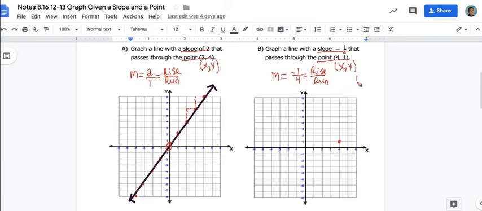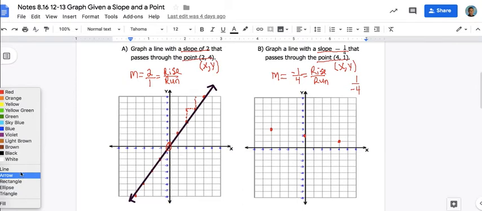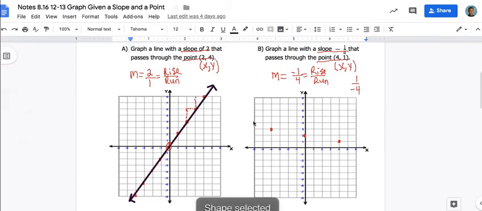So watch, I'm just going to rewrite it as 1 over -4. So now we're going to rise +1 and run -4. And that's all that I can make. Okay? So what you have to remember when you have a negative slope, only one of them can be negative at a time, either the rise or the run.